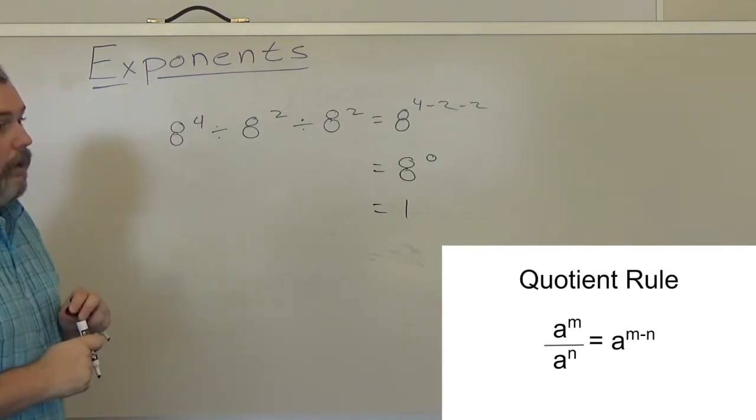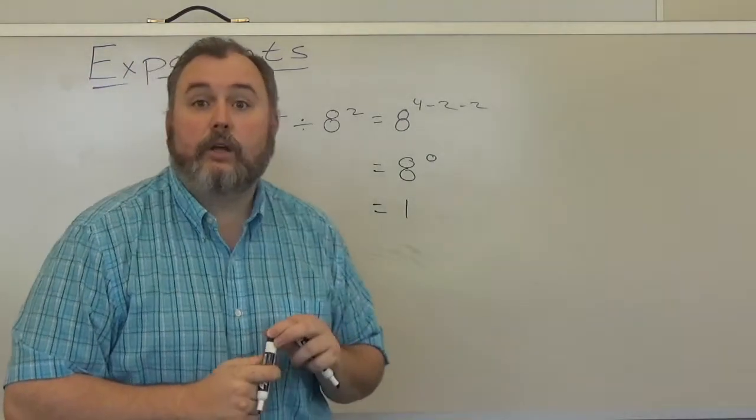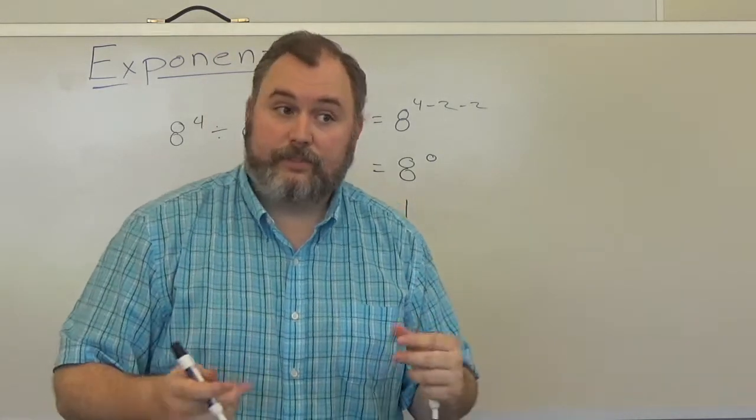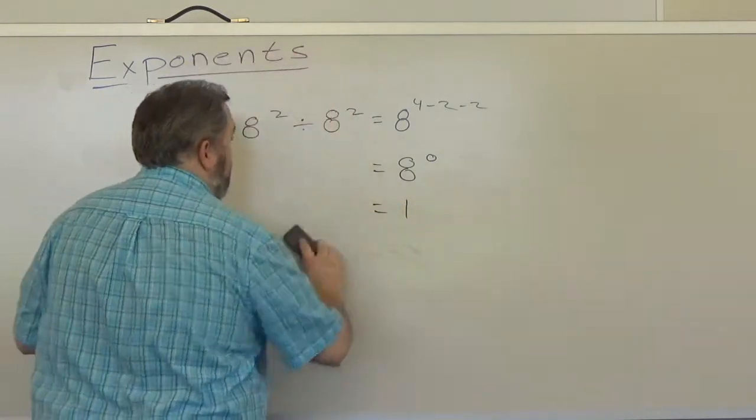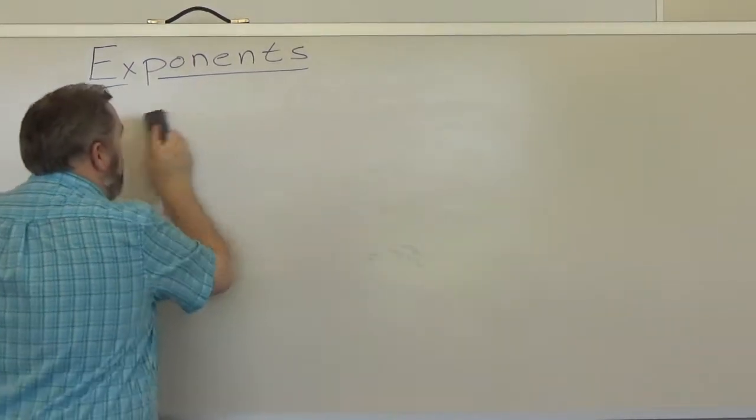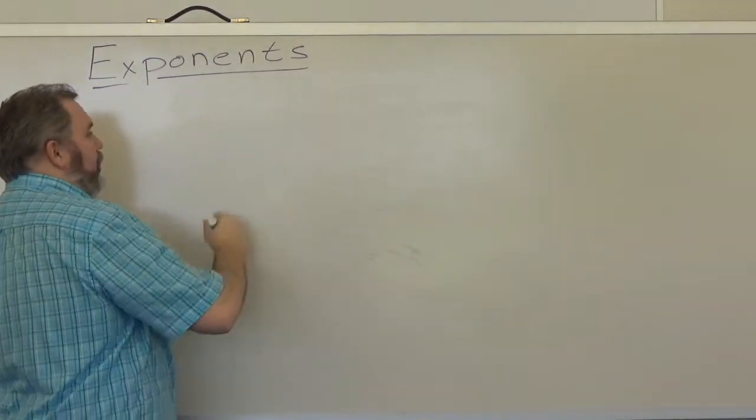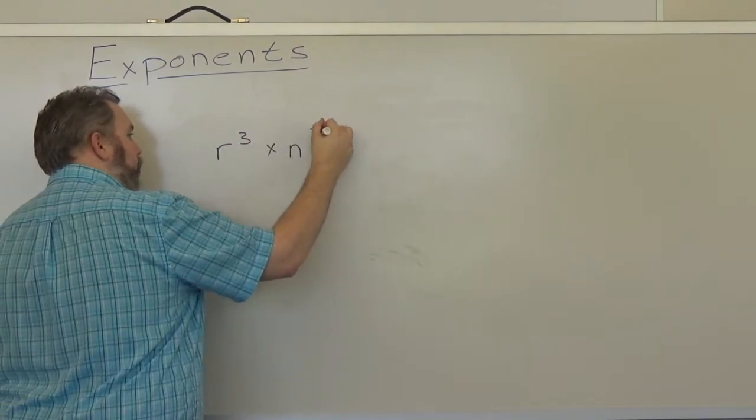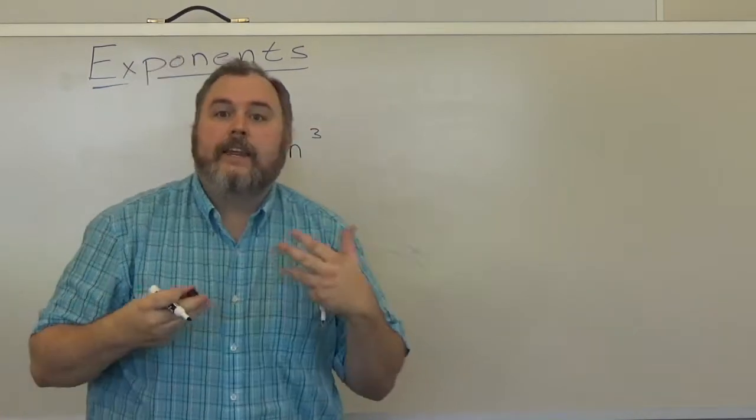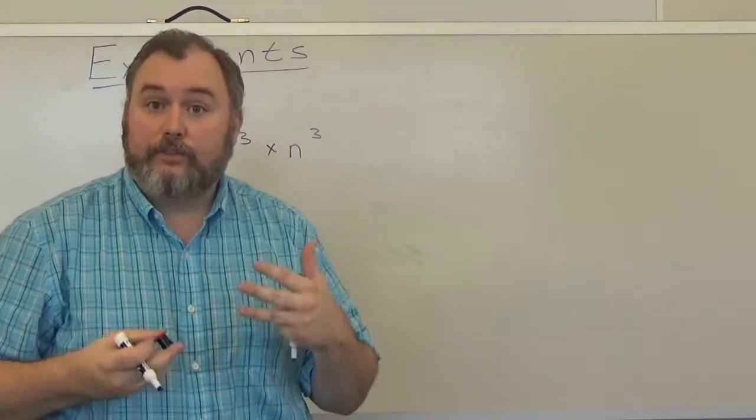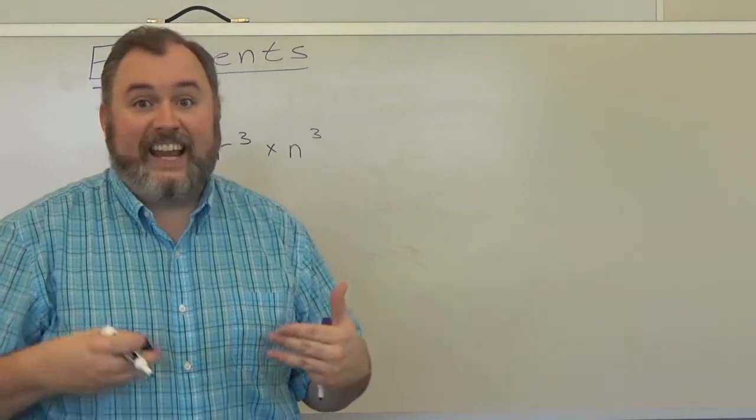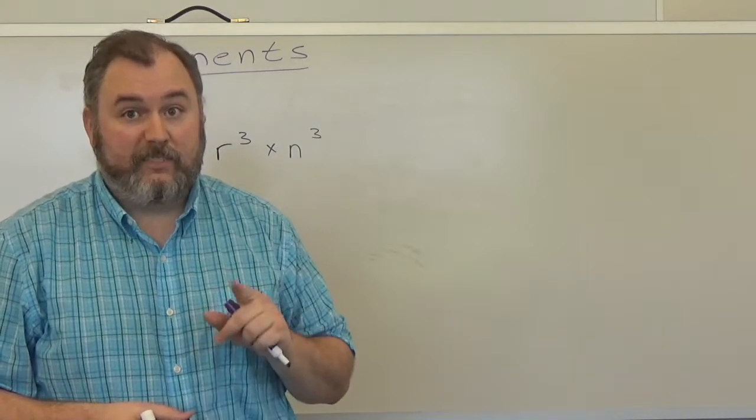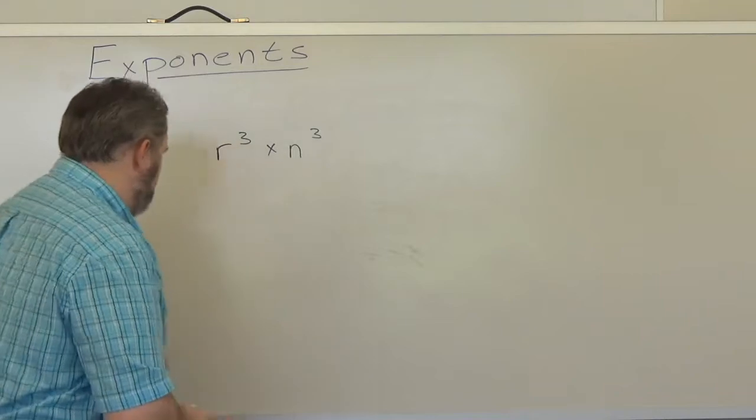Now, hopefully you've been catching on to something I've been saying. I've been telling you, because the bases are the same. I want to show you this, and then we're going to move on. If I have, say, r to the 3rd times n to the 3rd, I cannot combine my exponents for the simple reason that r and n are not the same base. That's something you might want to remember, so be very cautious on that.